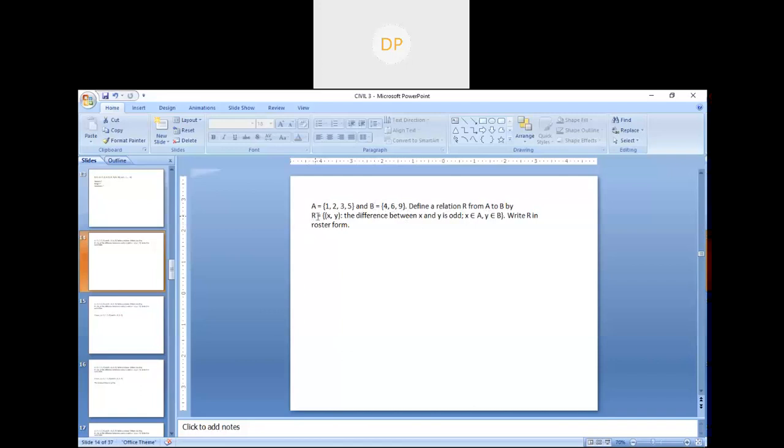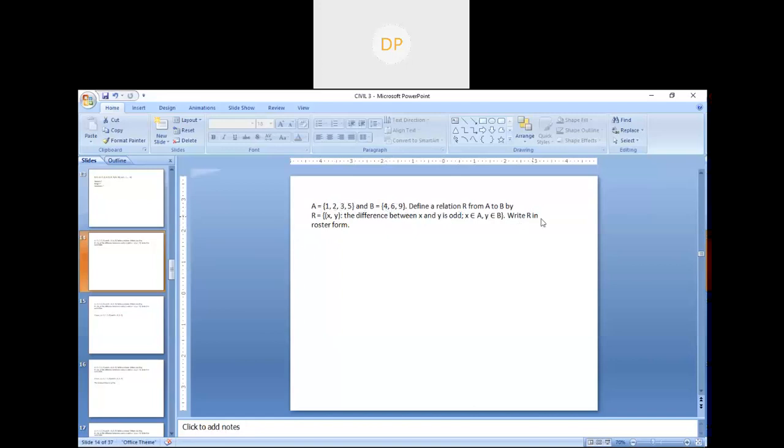The relation R is the collection of ordered pairs (x, y) such that the difference between x and y is odd. That means suppose you have taken an ordered pair like 1 and 4, what is the difference between x and y? 4 minus 1 is 3, which is odd. But if you have taken 2 and 4, the difference is 2, which is even, so you cannot take 2 and 4.